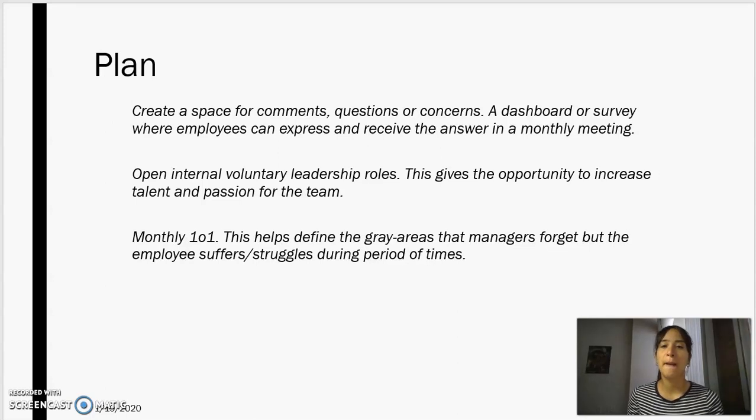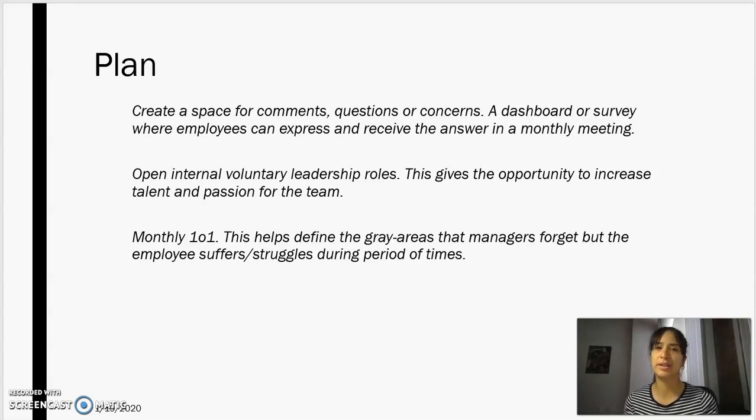Part of the plan is also to open internal volunteer leadership roles where, inside a team, they develop certain leadership opportunities for the employee to grow as a team leader, or as a technical expert, or as a subject matter expert. That increases the amount of training that the employee can receive inside the organization and increases the talent and passion for what they're doing inside their team.